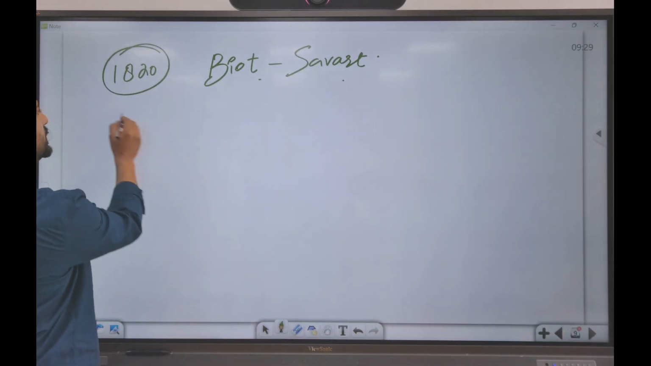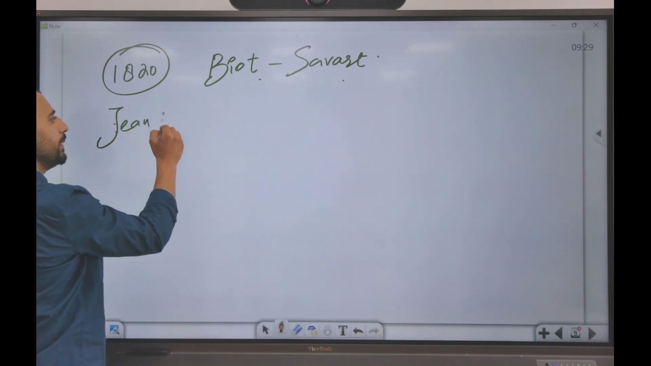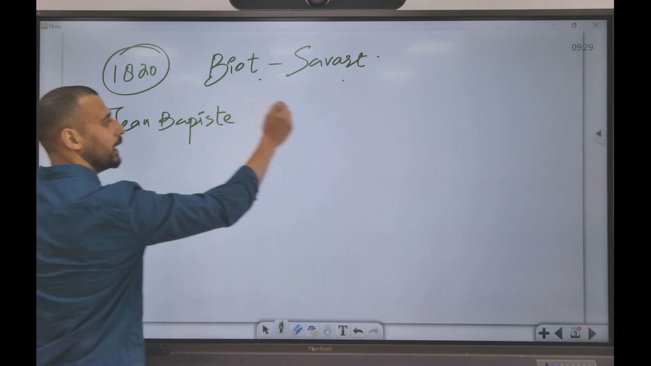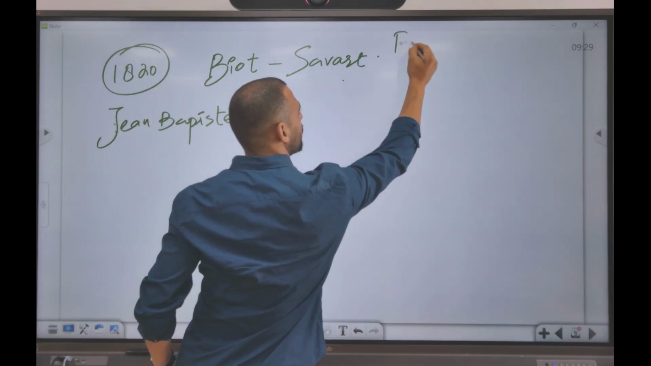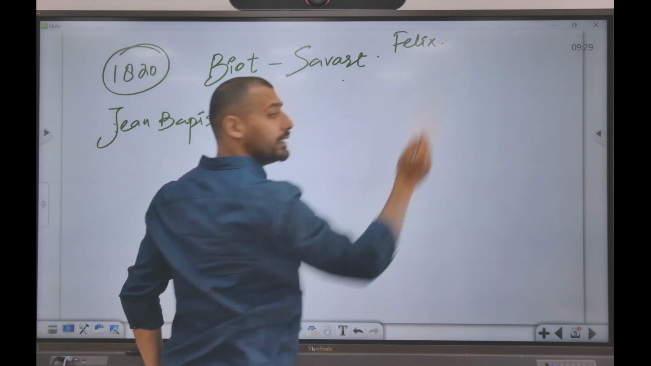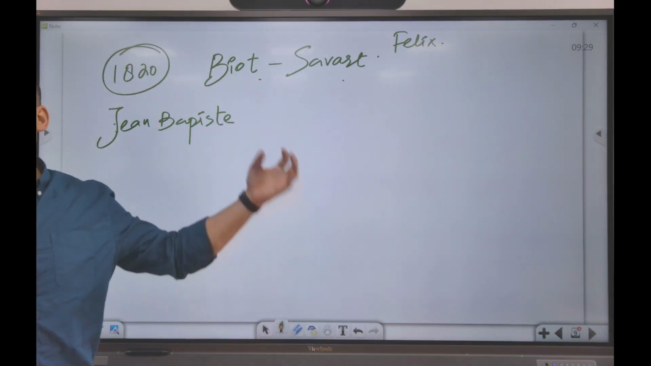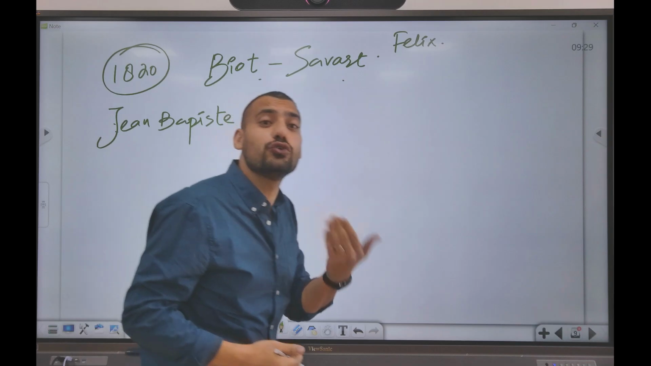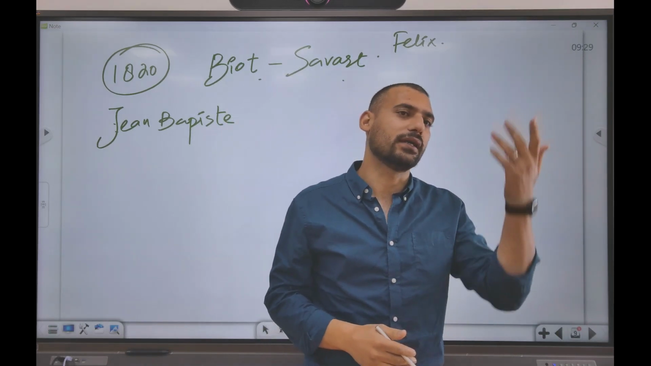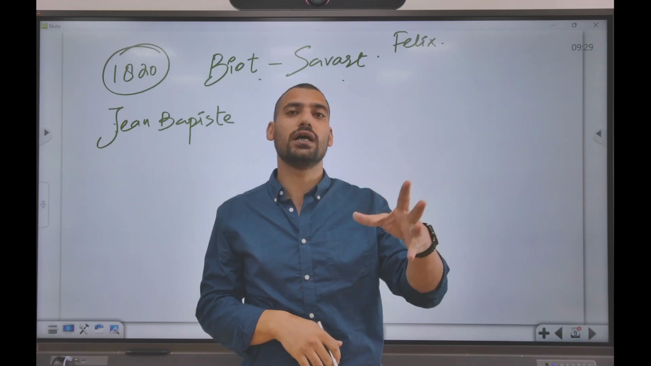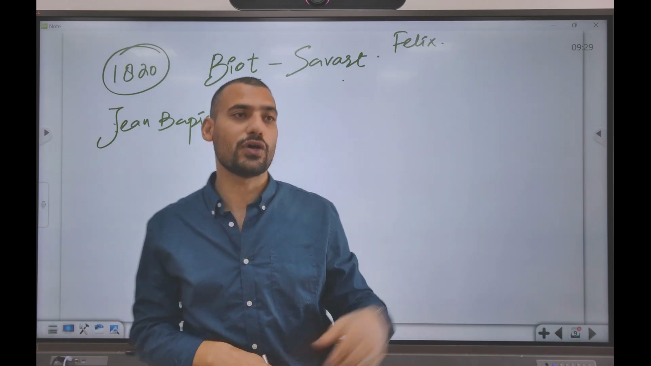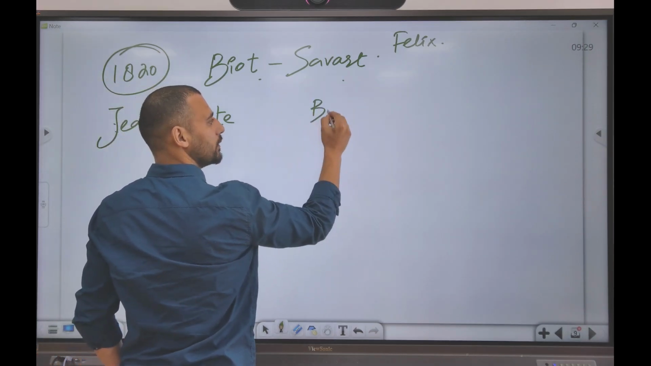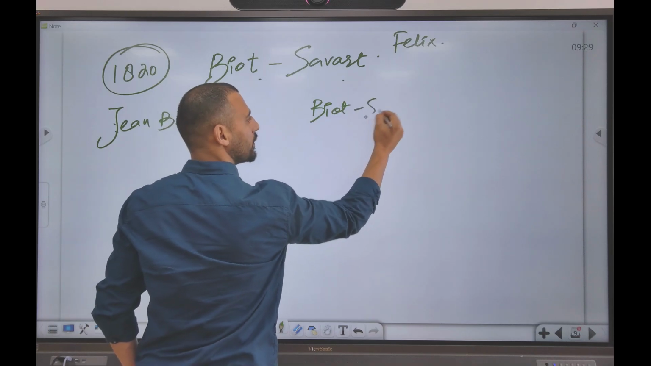Jean Baptiste Biot and Felix Savart. In 1820 only, these two came up with a way to find the magnitude of the magnetic field which is due to the current carrying conductors. So as per them, they gave a law called the Biot-Savart law.